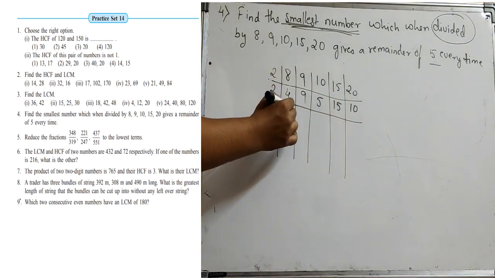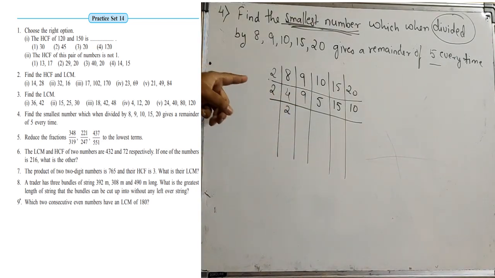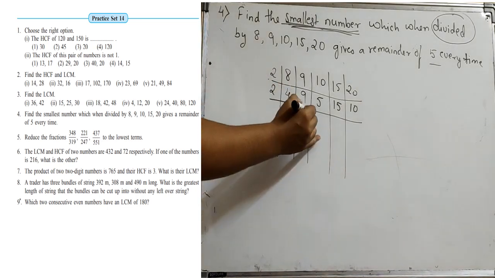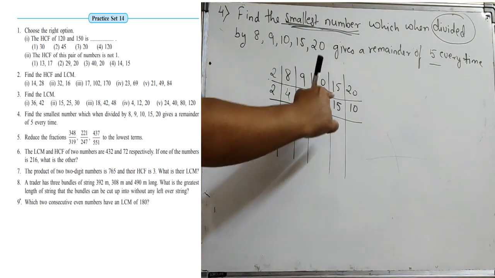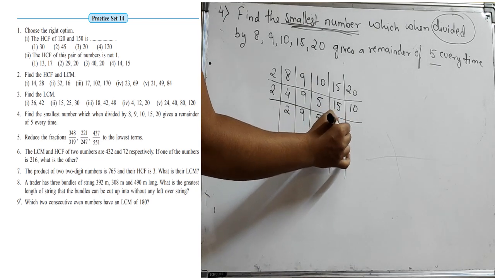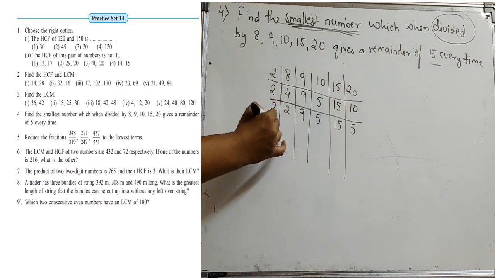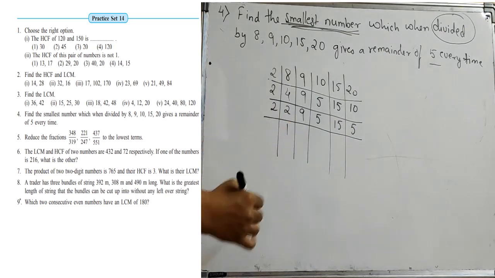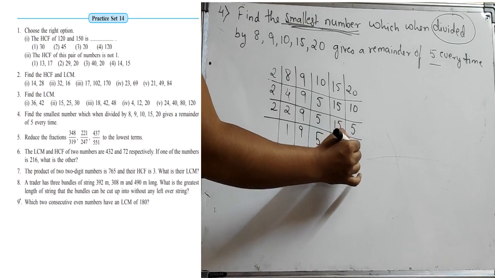2 2s are 4. 9, whichever number you cannot divide by 2, you have to write that number or repeat that number without making any changes. Okay, so 9. 5 cannot be divided by 2, so I'm writing 5. 15 cannot be divided by 2, so I'm writing 15, and 10 I have got 5. Okay, now again 2 is there, so 1, 9, 5, 15, 5.